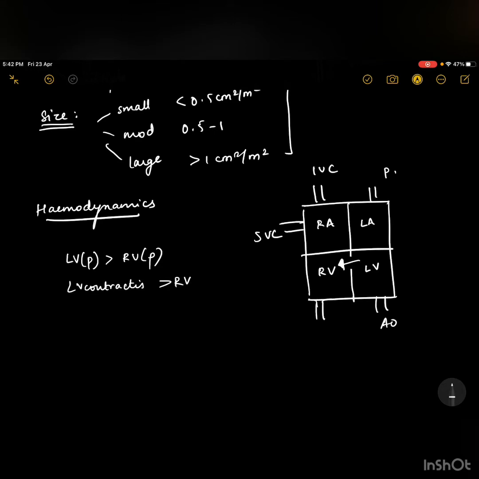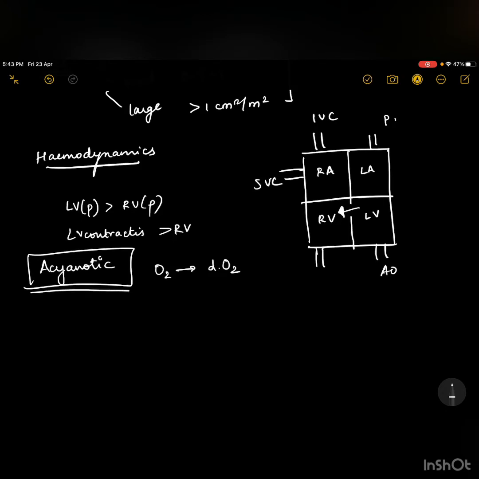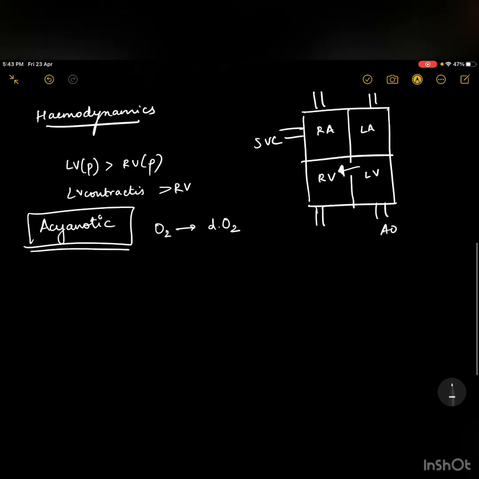So blood is going to flow from the left ventricle to the right ventricle, and since the left ventricle contains oxygenated blood, this is going to be an acyanotic heart disease, because oxygenated blood is entering the deoxygenated side. So this is going to leave the ventricle and go to the lungs and get oxygenated and come back. So this is an acyanotic congenital heart condition. And depending upon the size of the ventricular septal defect, we're going to see various changes in the hemodynamics.